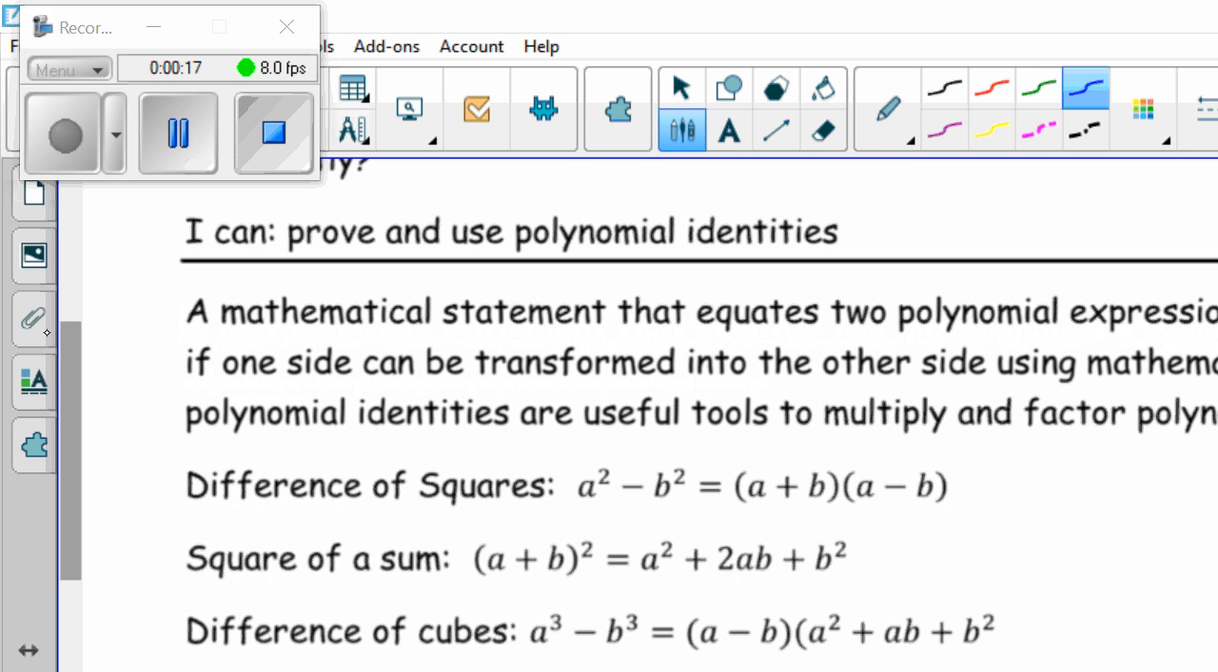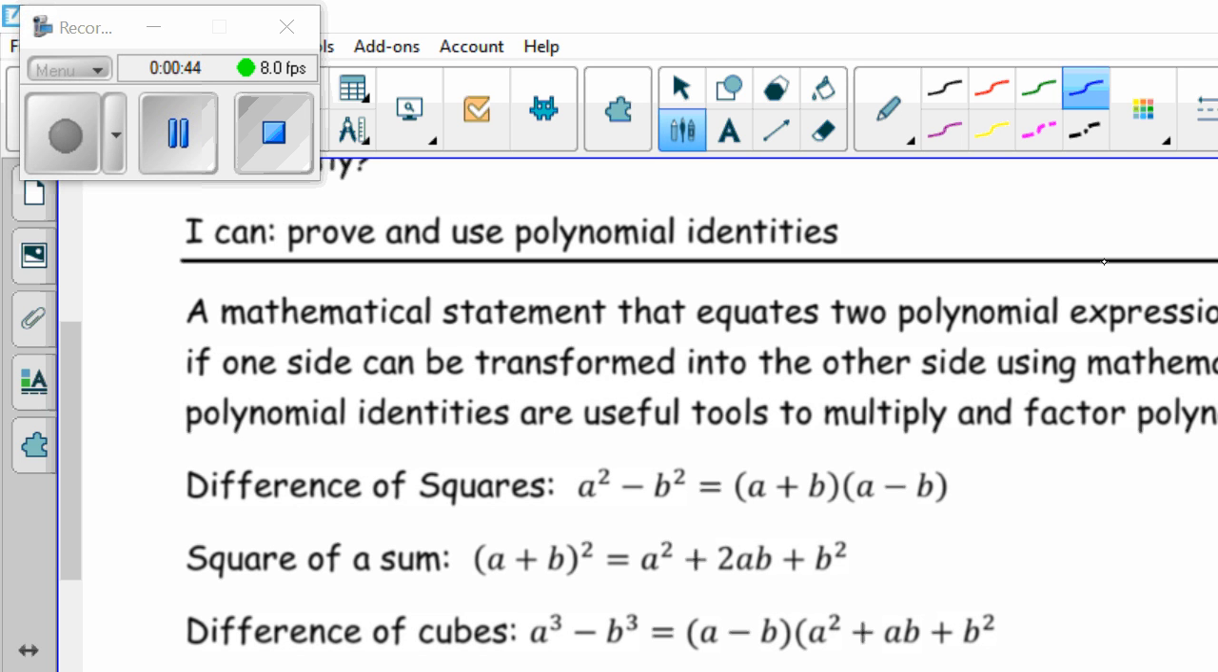So, first, what is a polynomial identity? A mathematical statement that equates two polynomial expressions is an identity, if one side can be transformed into the other side using mathematical operations. These polynomial identities are useful tools to multiply and factor polynomials.